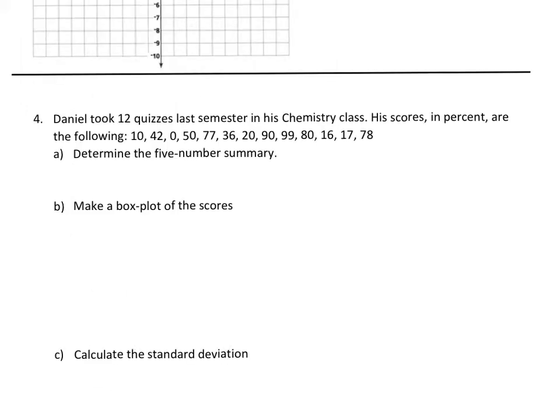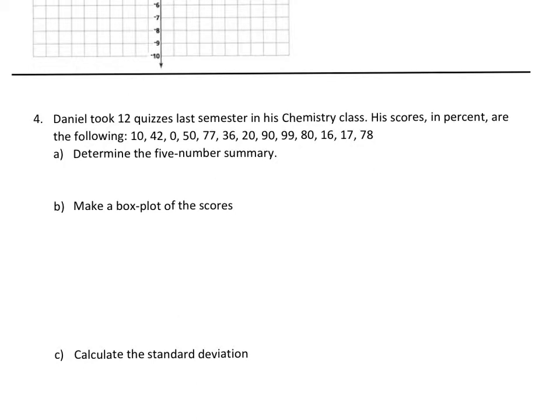Okay, so number 4 says Daniel took 12 quizzes last semester in his chemistry class. His scores are listed below. I counted 13. Make sure you count and that you have 13 as well. You do not want the wrong 5-number summary and standard deviation because you can't count.